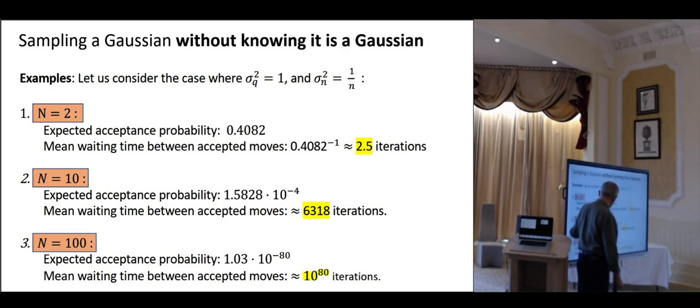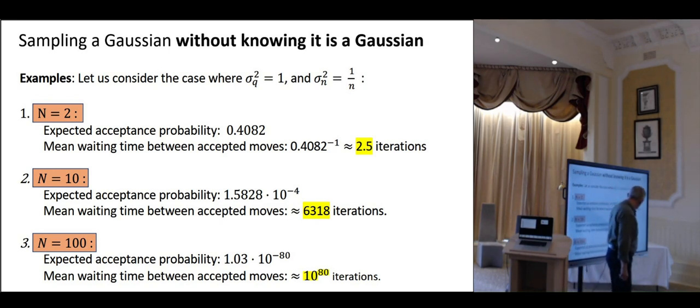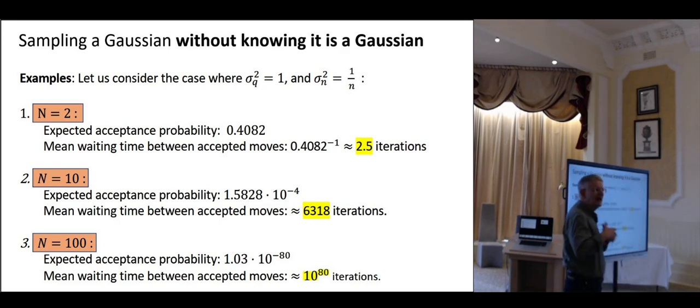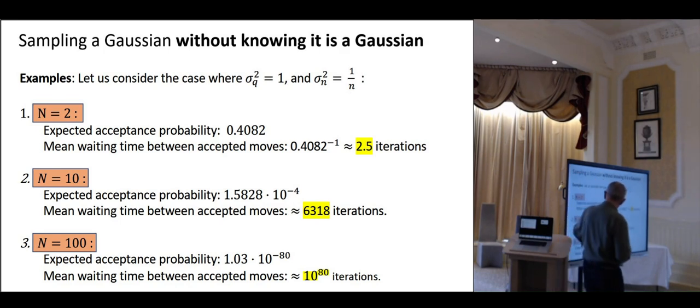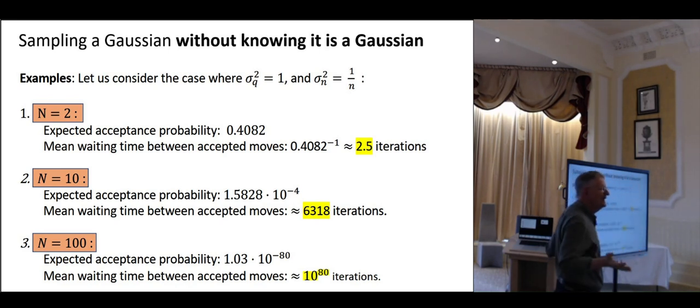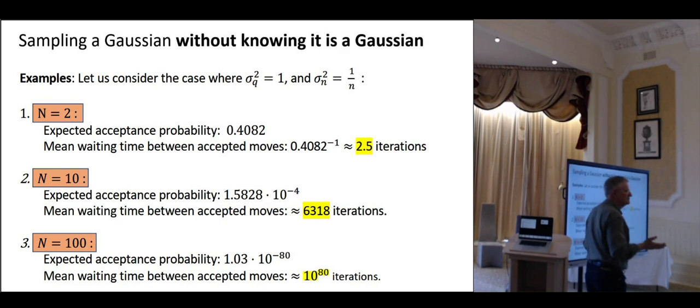In 10 dimensions, now we are starting to get difficult. You need 6,318 iterations to have an accepted move. This is quite a lot, right? And in n equals 100, it's just, I think they call it astronomical. You can forget about it. It will never happen. You will never have anything accepted here.